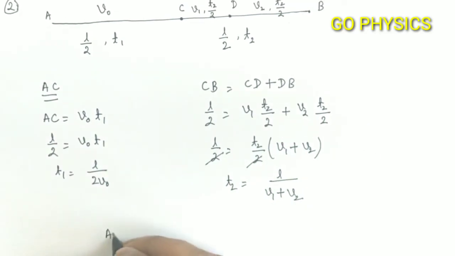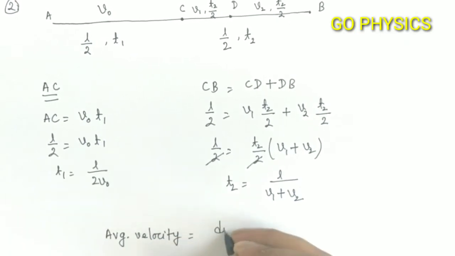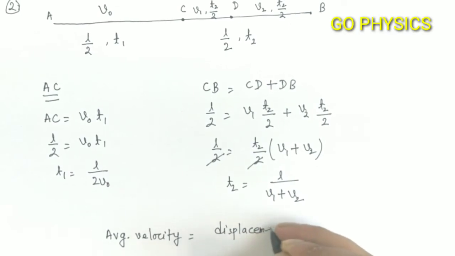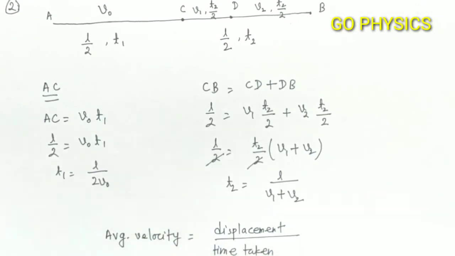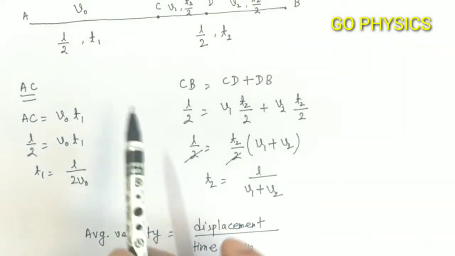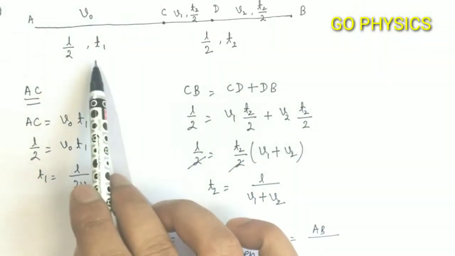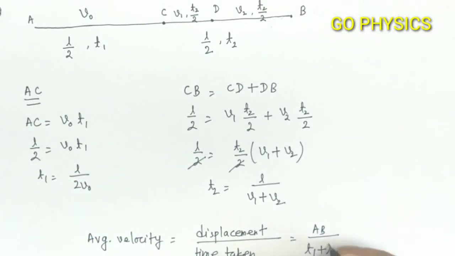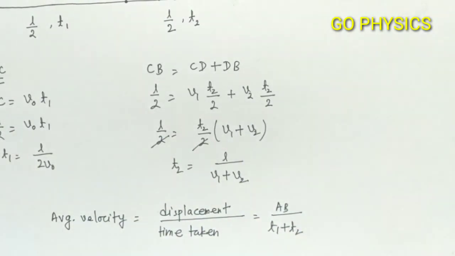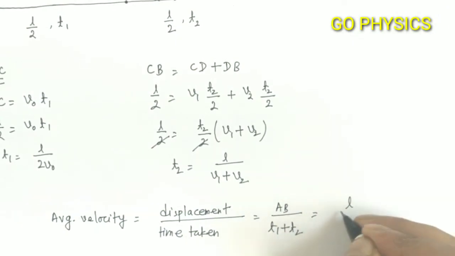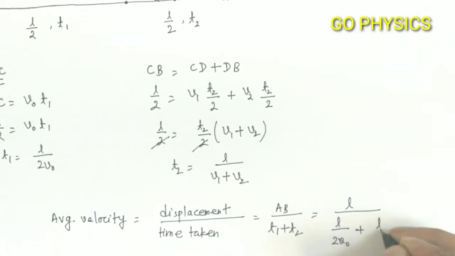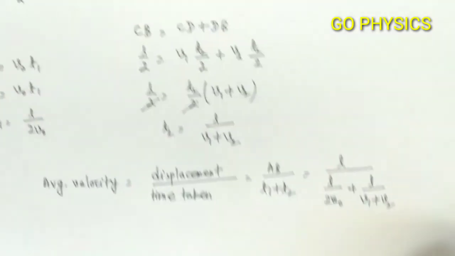So average velocity equals displacement of the particle divided by the total time taken. The displacement of the particle is AB, and the time taken by the particle is t1 plus t2. Now simply substitute. AB is the total L, and t1 and t2 we substitute from here: L by 2 v0 plus L by v1 plus v2.